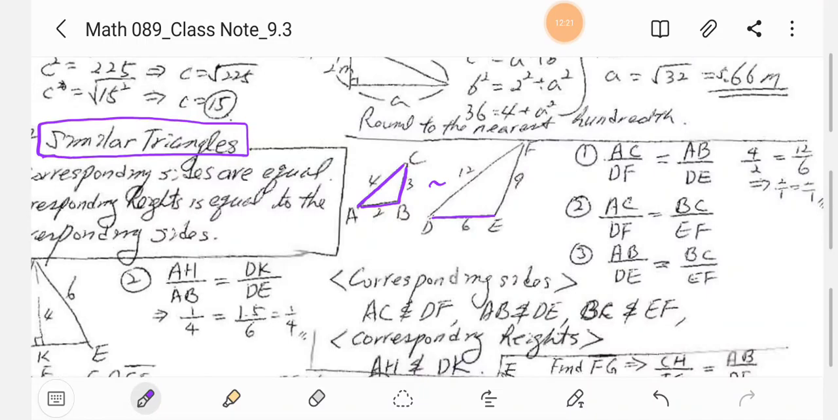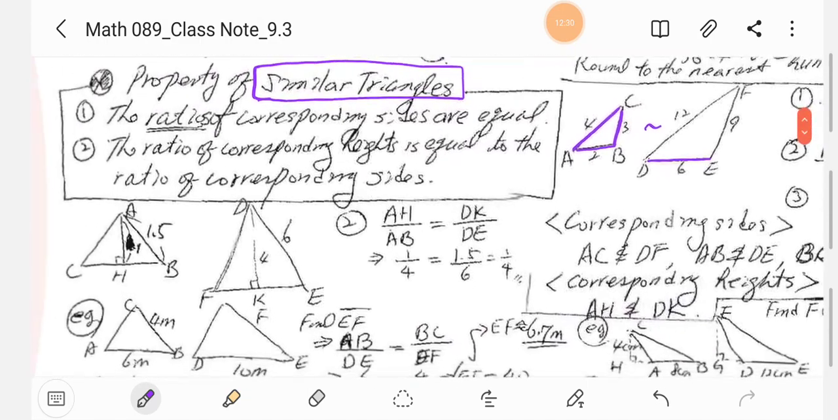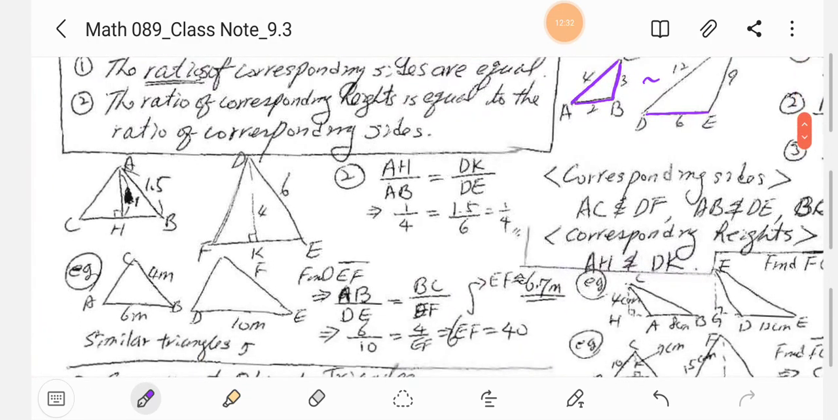Yes, so the ratios are the same, right? So each corresponding side has the same ratio. So these two are similar, right? How about this? Okay, in this case, these two triangles are similar.